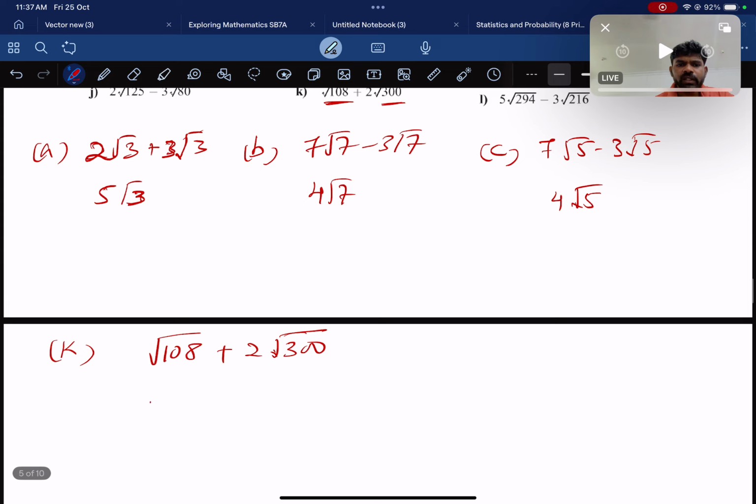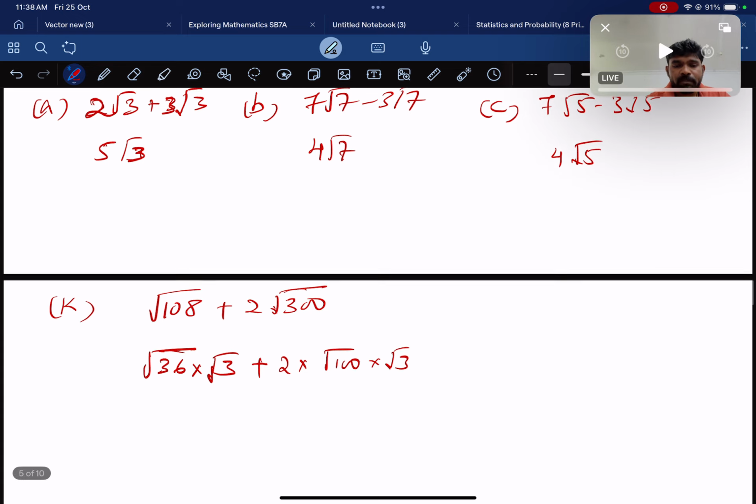You know that root of 108 can be written as root of 36 times root of 3, right? I just took root of 36 because I want one of the values as a perfect square and the other as a surd. So that's what I achieved. And root of 300 can be written as root of 100 times root of 3. 100, why? Because 100 is a perfect square.